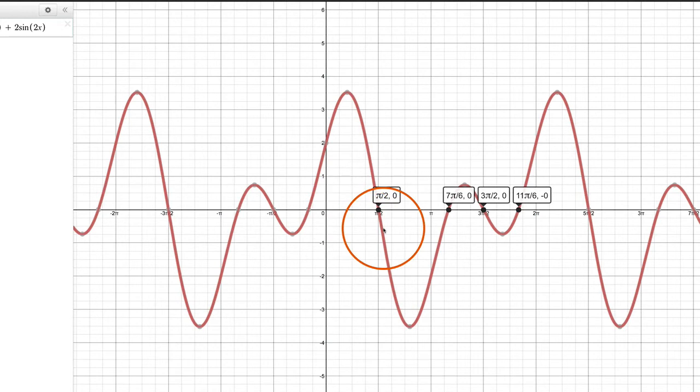So that's how we could use a double angle formula in order to help us solve an equation where we have angles of different types.